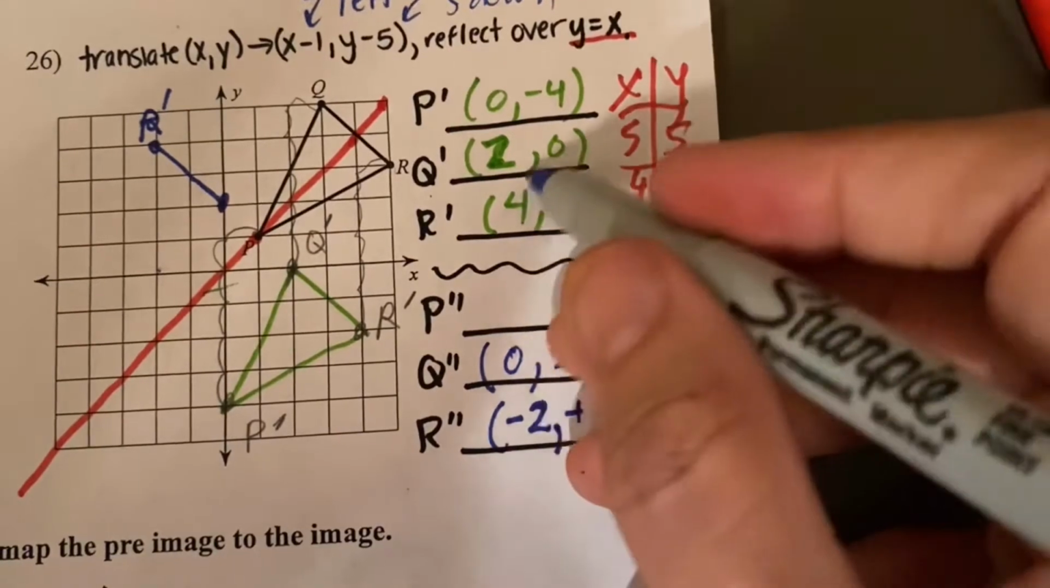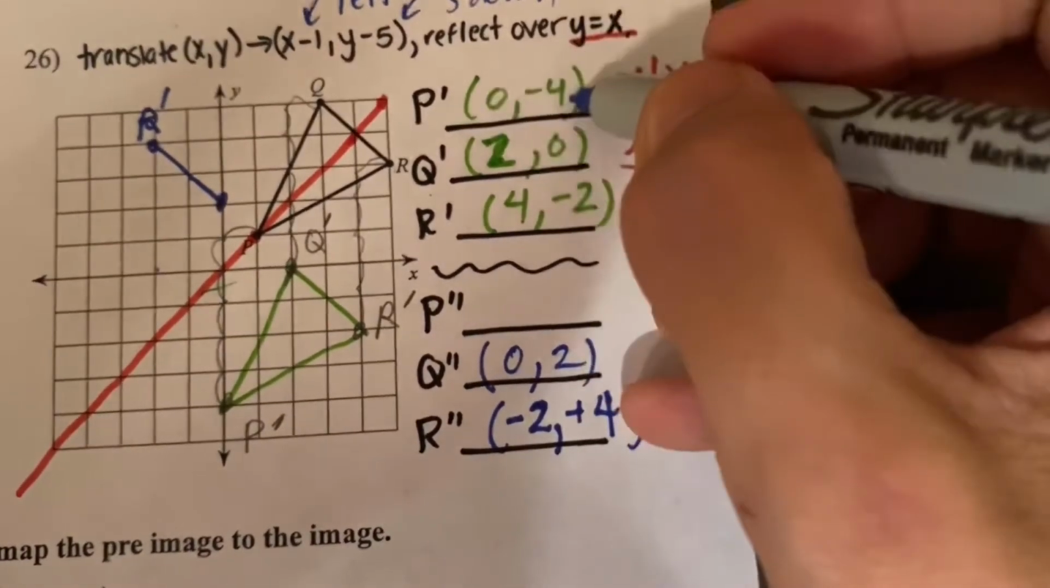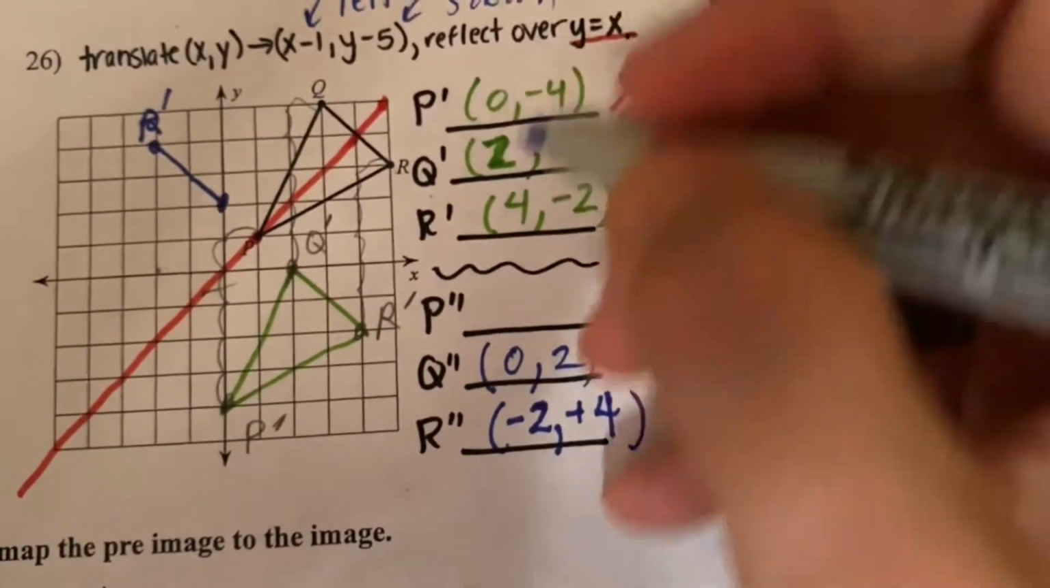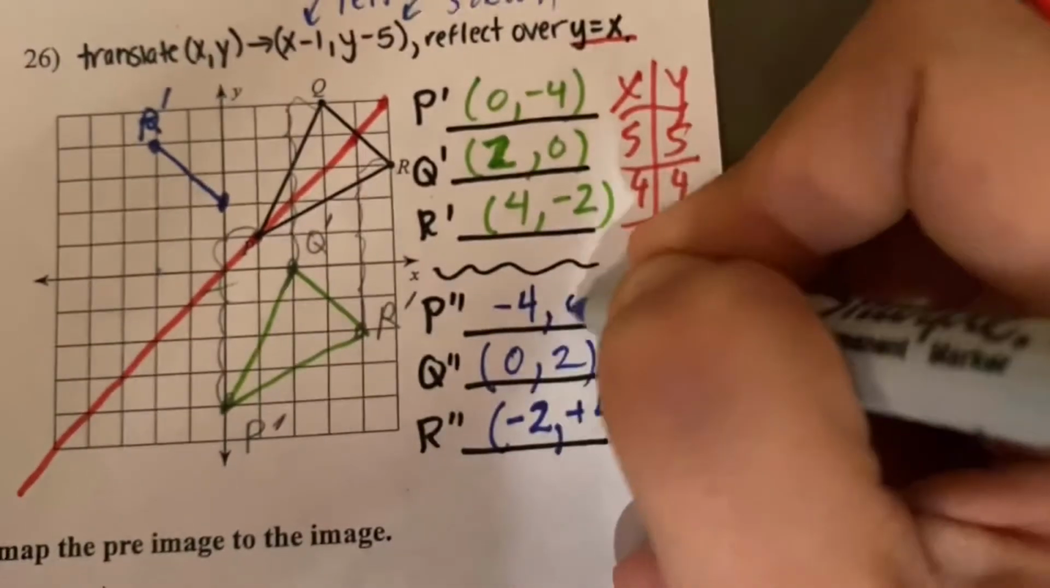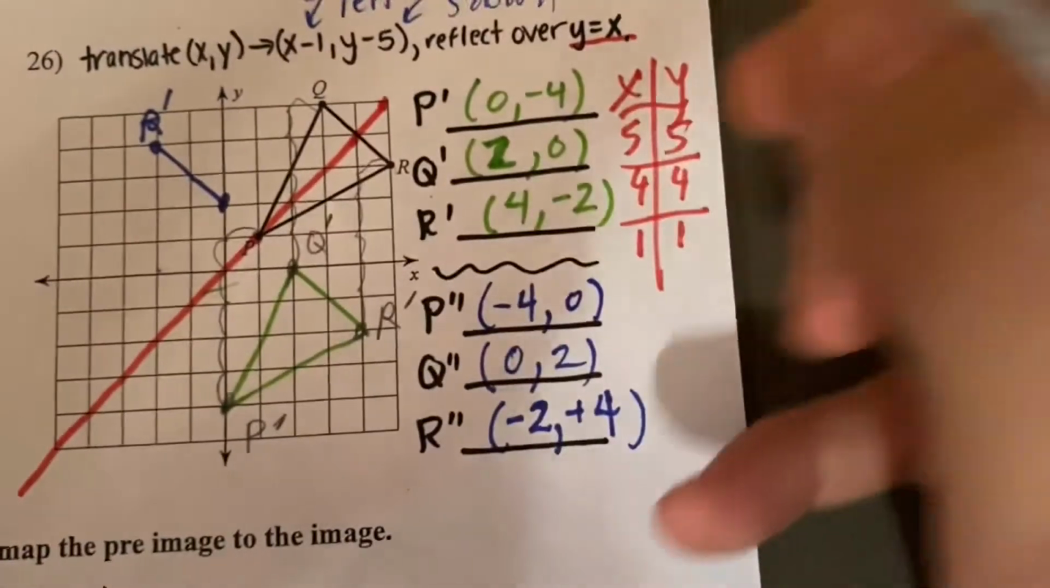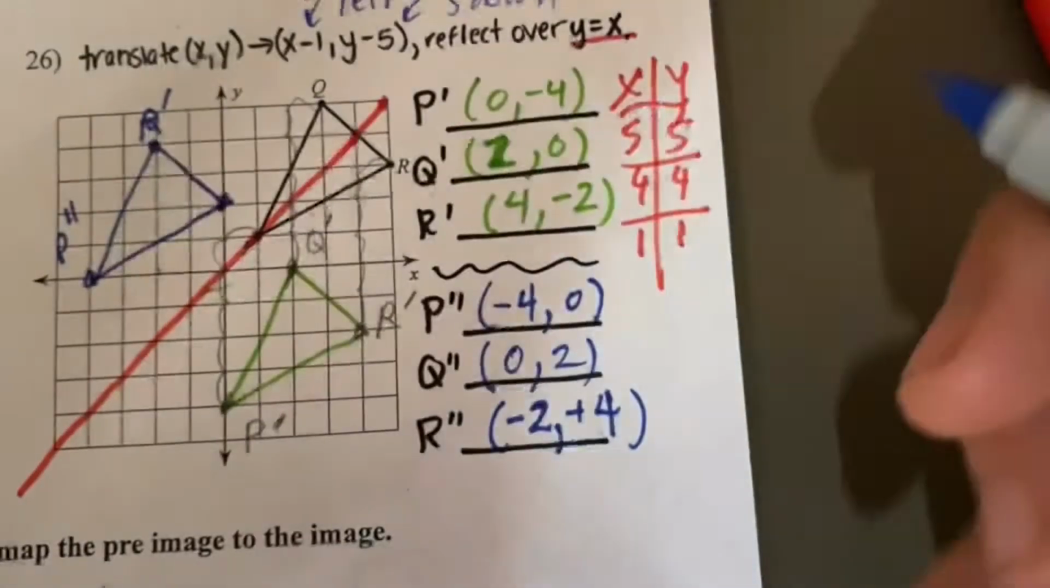-2, 4. So let's plot this one. If I swap positions, it looked like this. Let's plot that. -4, 0. That's P double prime. Okay. Awesome. Good job, guys.